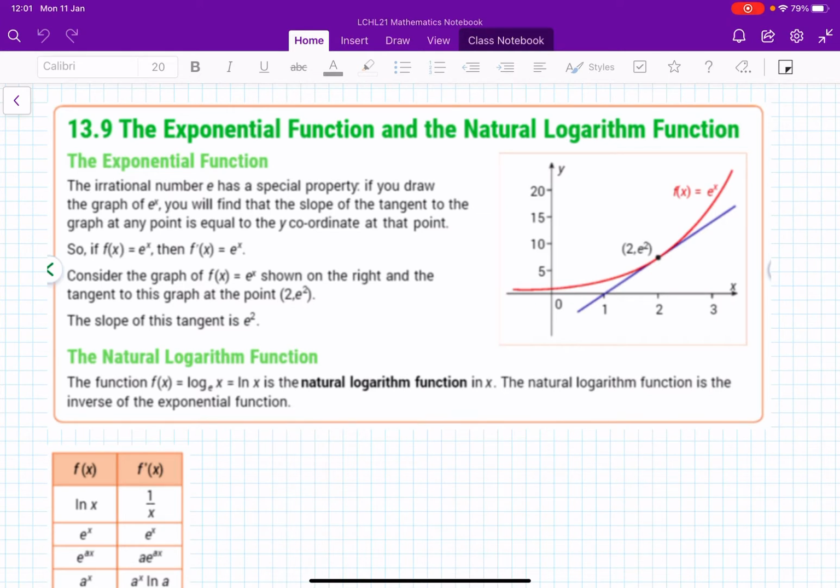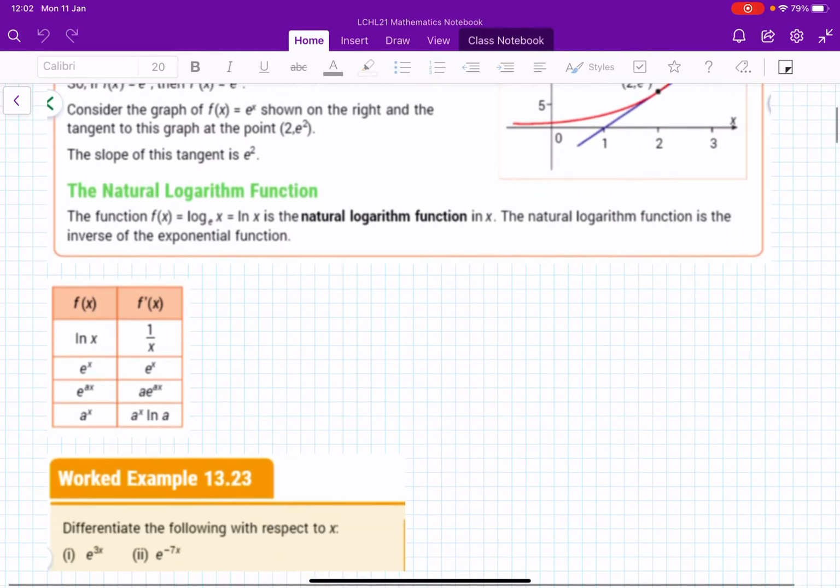Why? Because if we want to find the slope, remember slope means rate of change, so if we want to find how fast something is changing, we might need to look at the slope of it. So to get the slope, we need to differentiate it.